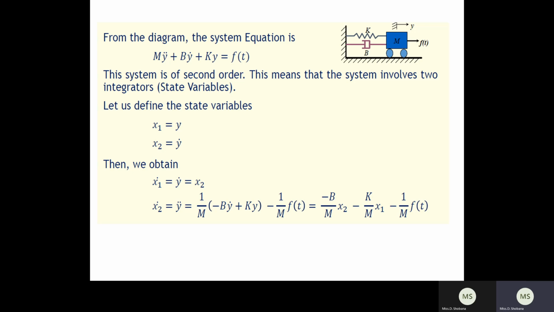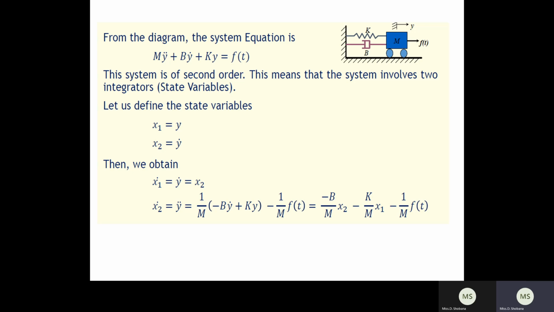Okay, so first of all, we are going to take the mechanical system, and we are going to see how the state model is obtained for the given mechanical system. It's very simple. The mechanical system consists of one mass, one spring and a dashpot, and the output of the mechanical system is y, and the input is f of t.